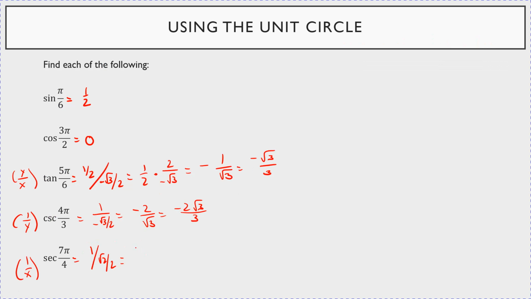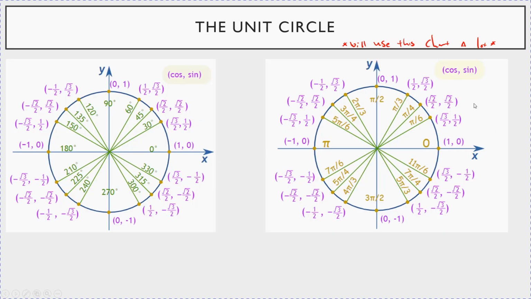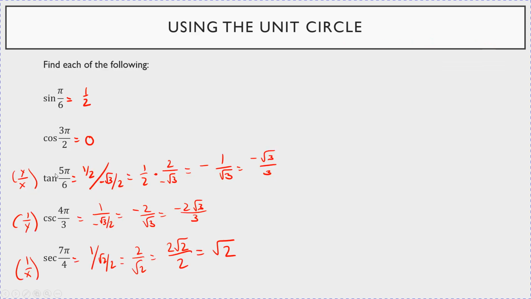So keep, change, flip. This is 2 over the square root of 2. When you rationalize the denominator, you get 2 times the square root of 2 divided by 2. Cancel, cancel, and you just get the square root of 2. So even though the unit circle really only gives you cosine and sine, you can use it to find any of the other trig functions.